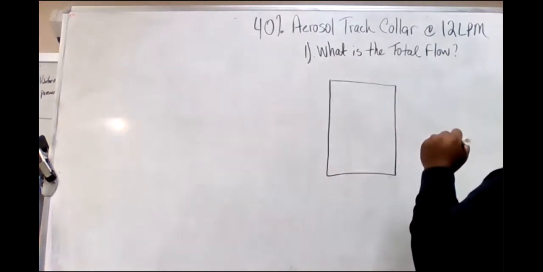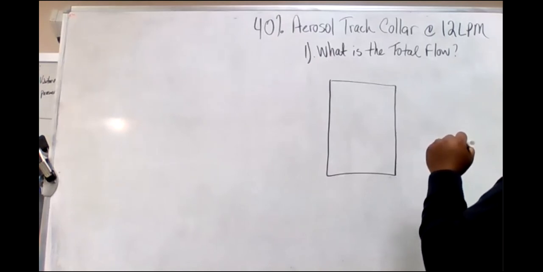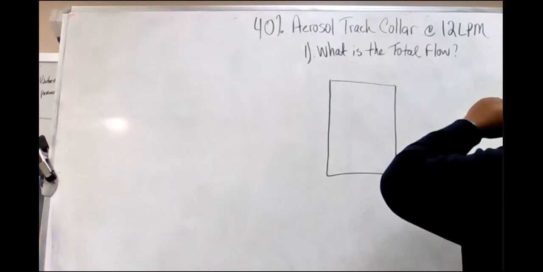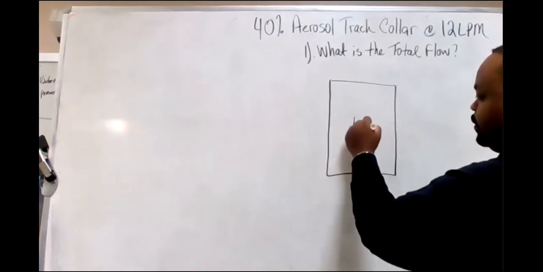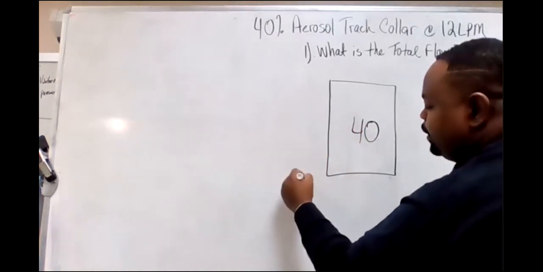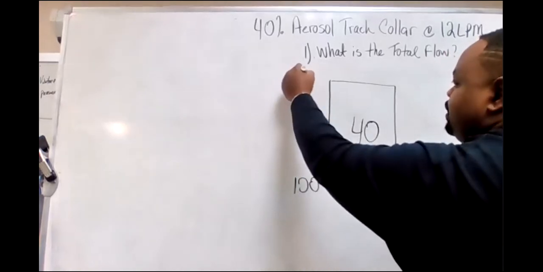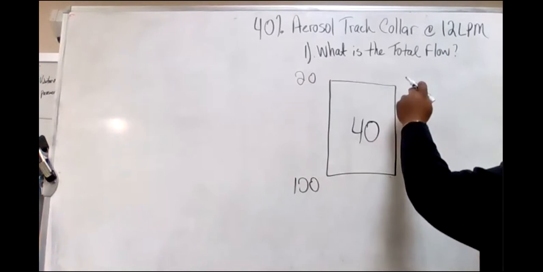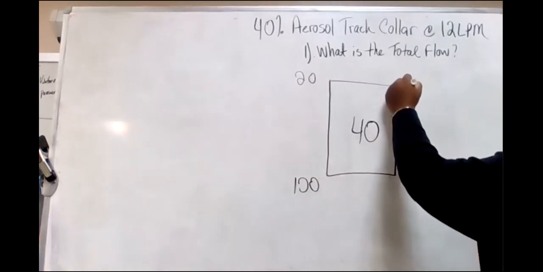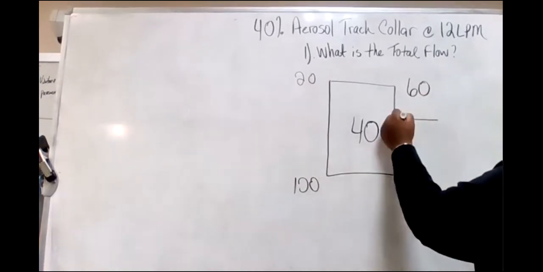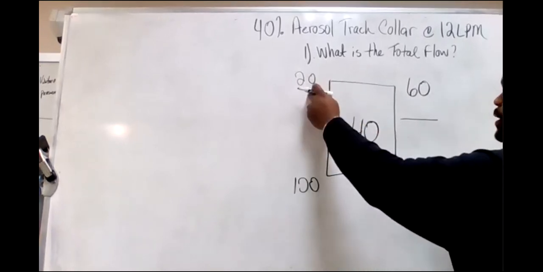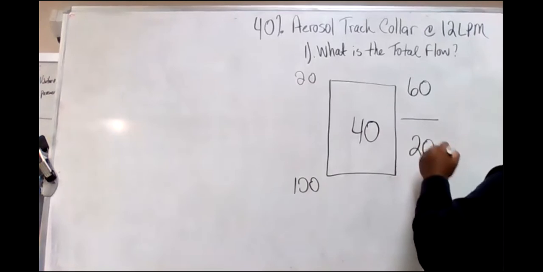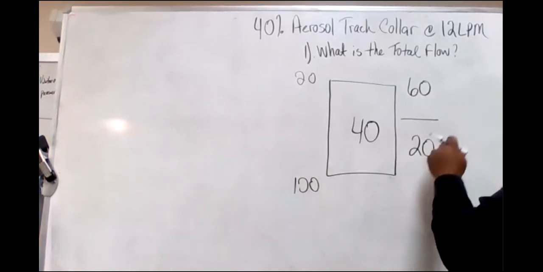What goes in the middle of the box? What's the FiO2 of that device? 40%. Oh, 40 goes here. You always put 100 right here and 20 right here. Now, 100 minus 40 is what? 60. 60 goes right here. 40 minus 20 is what? 20. 60 divided by 20 is what?